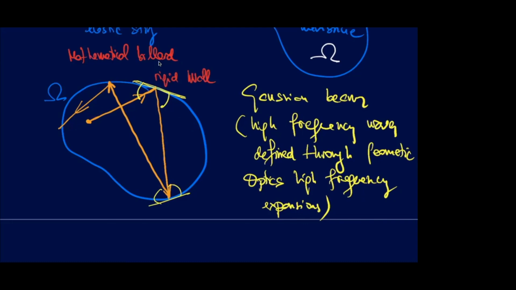So this was one of the trajectories of the billiard, right? So this was the trajectory starting from here. Let me now take another trajectory, right?